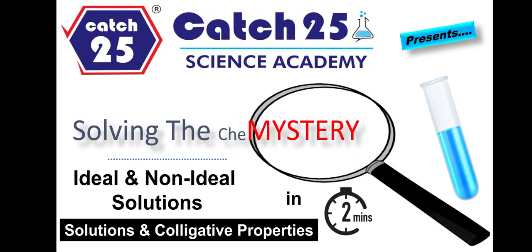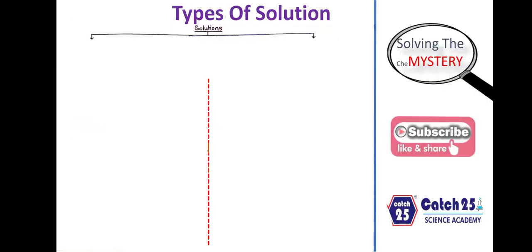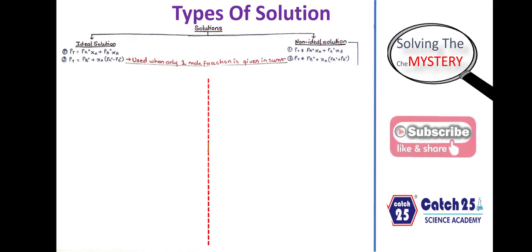Today I'm going to talk about solutions. Solutions are of two types, ideal solution and non-ideal solution. According to Raoult's law, total pressure is equal to pure vapor pressure of A into mole fraction of A plus pure vapor pressure of B into mole fraction of B. If only one mole fraction is present, then we use the second formula.